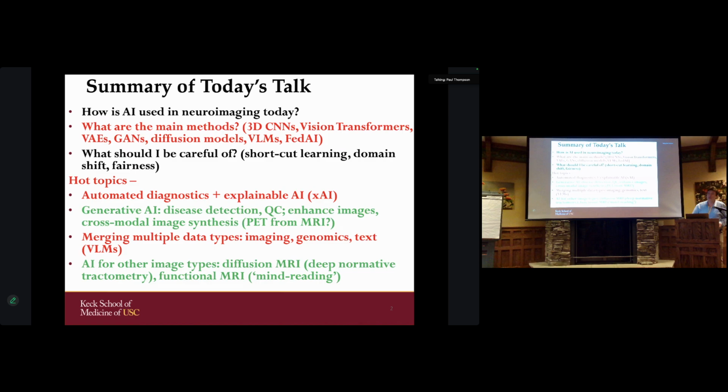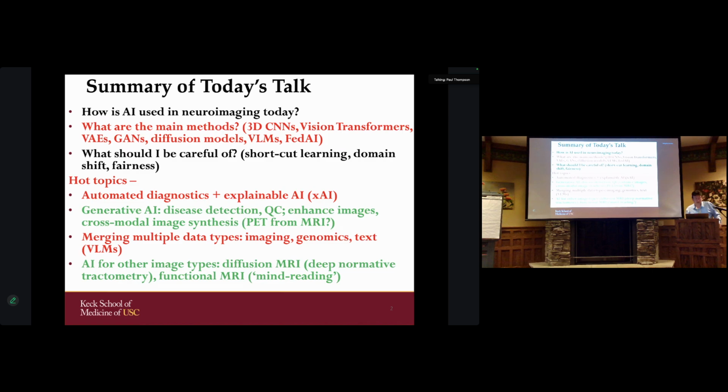There's some things with machine learning and AI you have to be careful of. Shortcut learning, domain shift, fairness. And there's some hot topics for us in medical imaging and neuroimaging. There's the promise of automatic diagnostics and explainable AI. Generative AI is not just for making cool videos from text. You can use it for disease detection or QC. We'll show some examples on tractography data where it's used for QC.